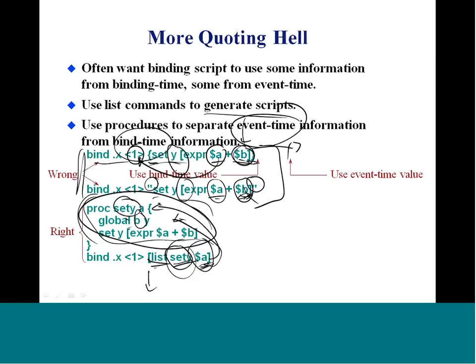Now we have two concepts: the binding time and the event time, and how do we handle this? Any script would want some information from the bind time, meaning if you are interactively selecting, and then something from the event time, which is driven through the event. So how do we select those things?